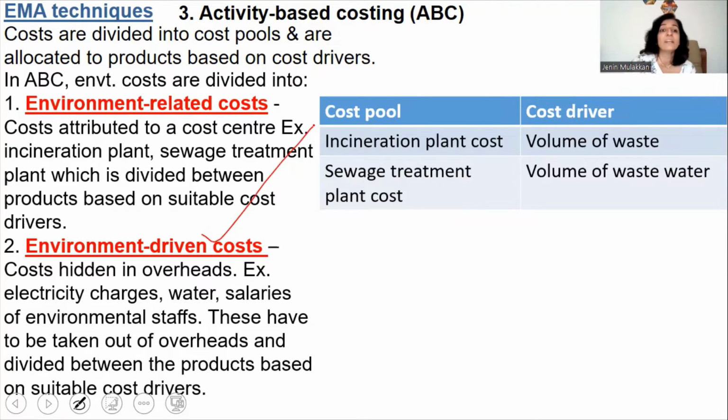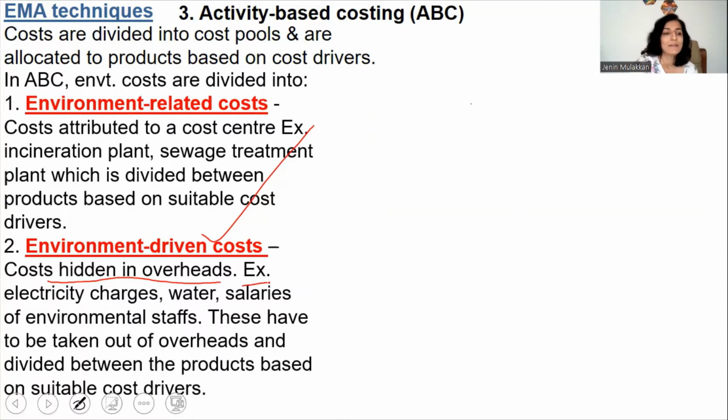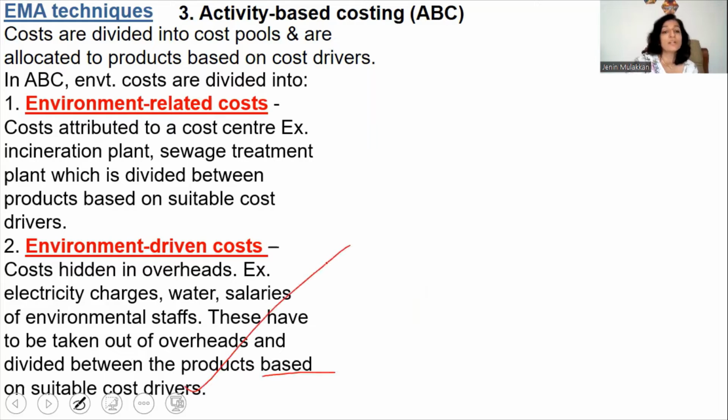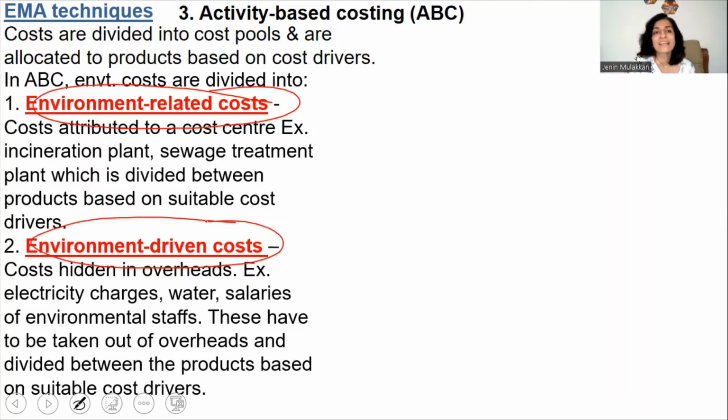Now coming to environment-driven cost. Now these are costs which are hidden in overheads. What do you mean by overheads? Indirect expenses. Example, electricity charges, water, salaries of environmental staff. These have to be taken out of the overheads and divided between the products based on suitable cost drivers. So what is the difference between the environment-related cost and the environment-driven cost? Environment-related cost needn't be taken out from a total cost. The expenses are separately accounted, so it's a fairly straightforward cost pool.